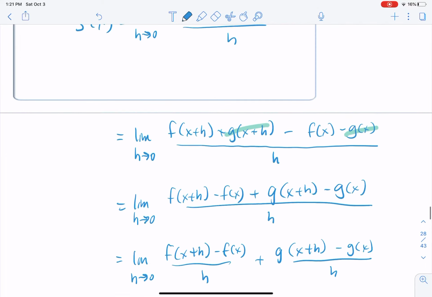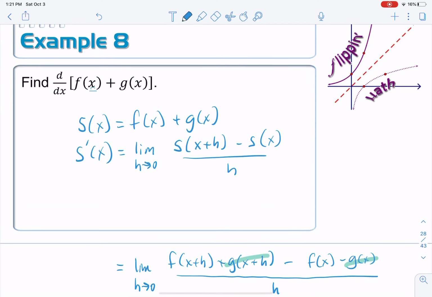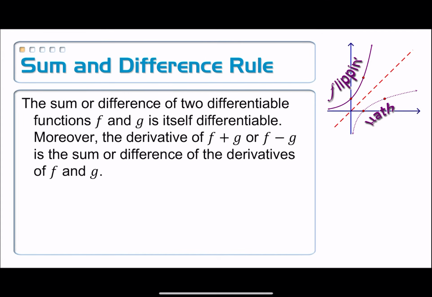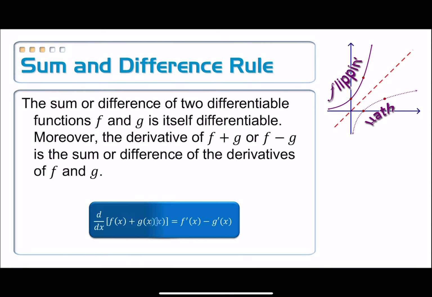In other words, the derivative of a sum of two functions is the sum of the two derivatives, just like you probably anticipated. So let's come over here and write something up. It also works for subtraction, addition and subtraction. Sum or difference rule. Sum or difference of two differentiable functions, f and g. Differentiable, what does that mean? That means you can take the derivative. So the sum and difference of these two functions is itself differentiable. Moreover, the derivative of f plus g or f minus g is the sum or difference of the derivatives of f and g. You don't have to write all that. You could just write this, right?